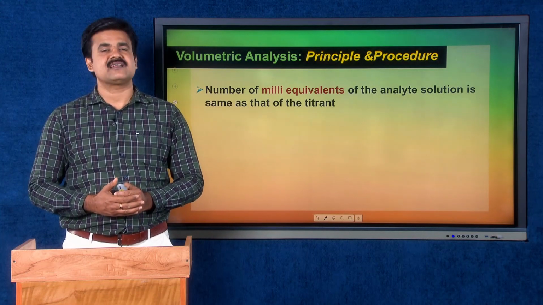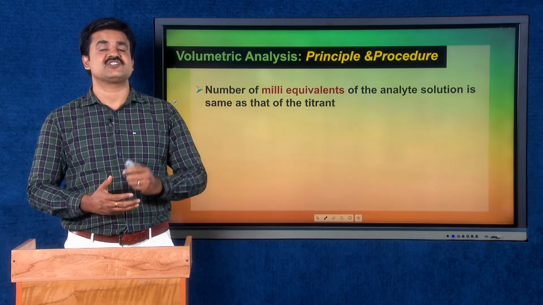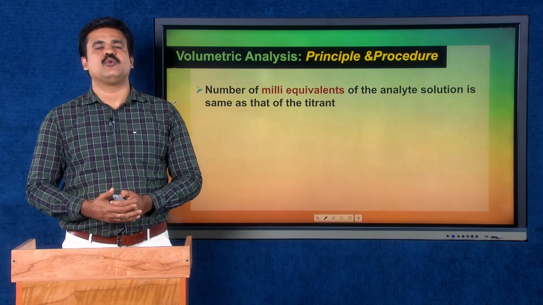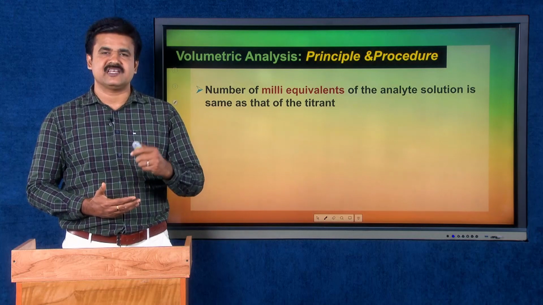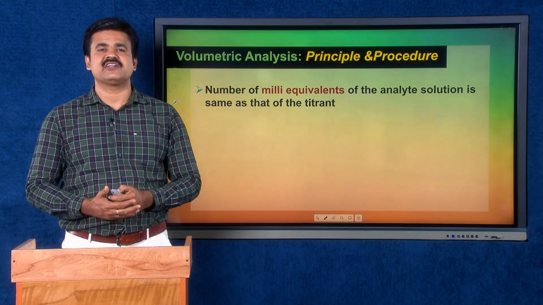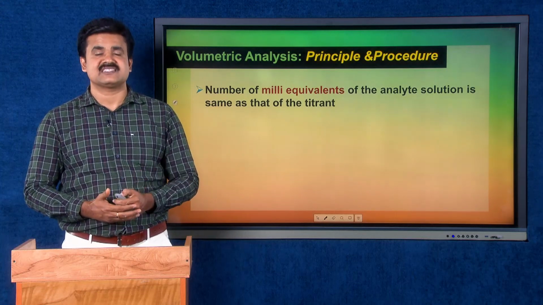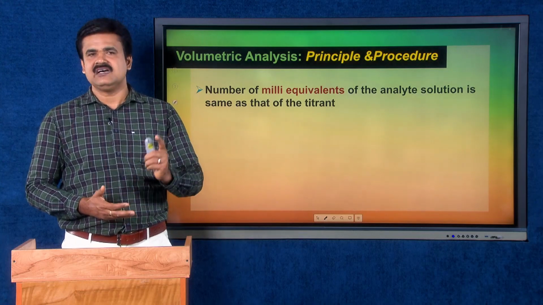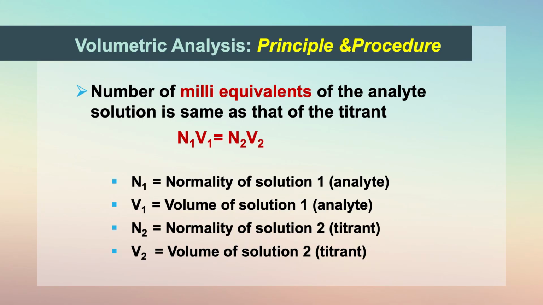Therefore, in volumetric analysis, the most commonly used concentration term is normality. Whenever you are multiplying normality with the volume of the solution in ml, you will get the number of milli-equivalents. The number of milli-equivalents of the first component should be the same as the number of milli-equivalents of the second component. Or there are two reagents in volumetric analysis. The number of milli-equivalents of the first reagent should be the same as the number of milli-equivalents of the second reagent. That is, we can write N1 V1 equals N2 V2. This is otherwise called the volumetric formula or volumetric equation.